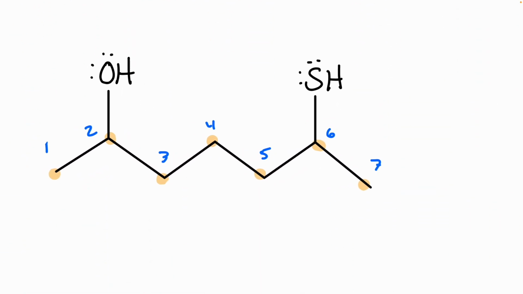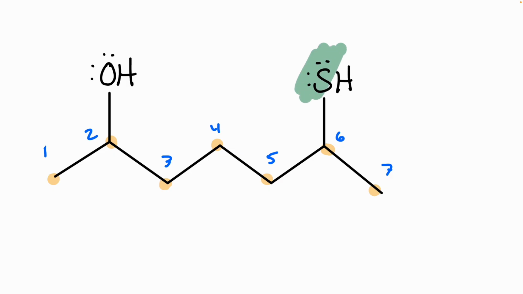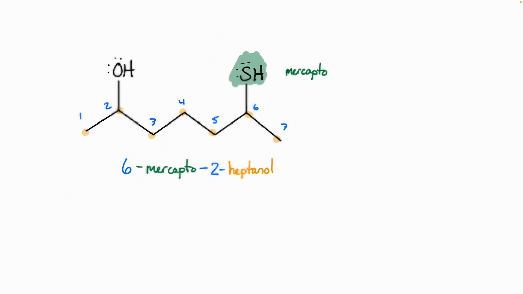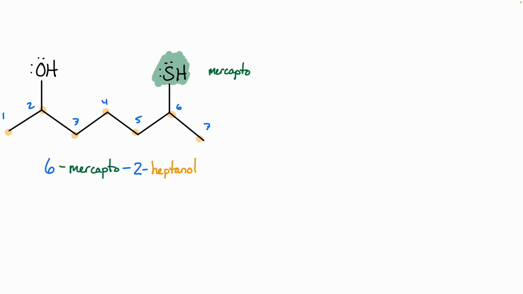So in this molecule here, I'm not going to use thiol at all. Because this SH is the lower priority group, it is now a mercapto substituent, meaning it goes in the front half of the name, so this would be 6-mercapto heptanol. All right, so let's do another example here.